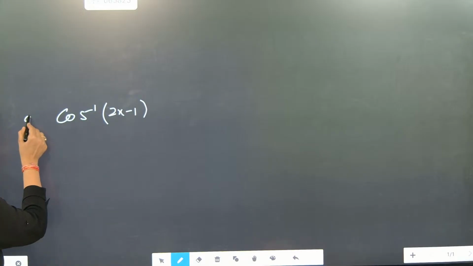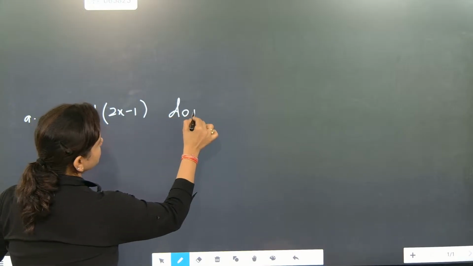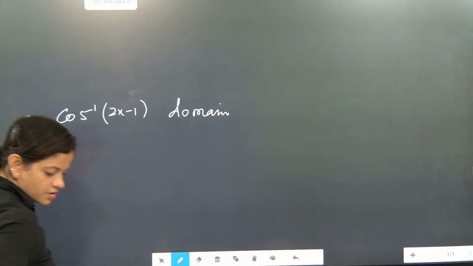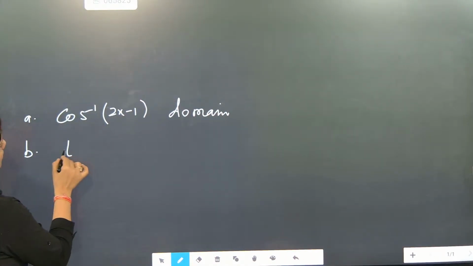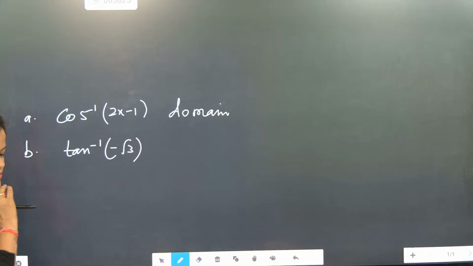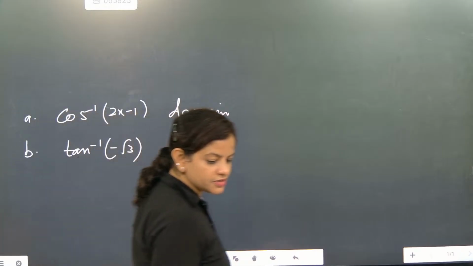This is one question, find the domain. Second part is when they will be asking you about tan inverse minus root 3. Find the value. These two questions, find the domain and the principal value. Come on, go for it, please.